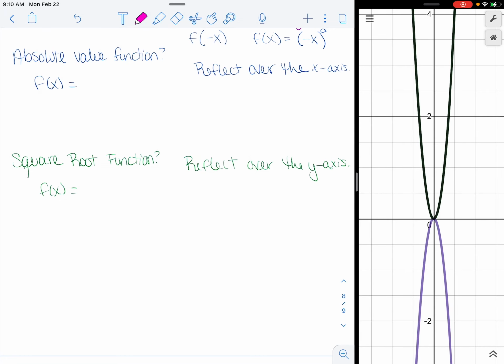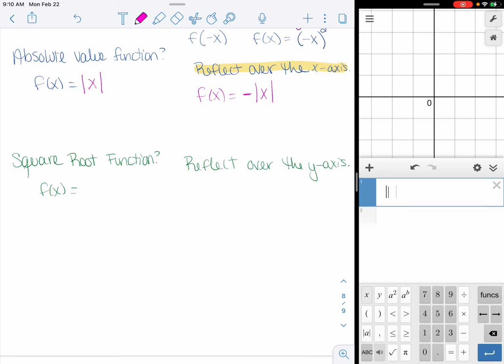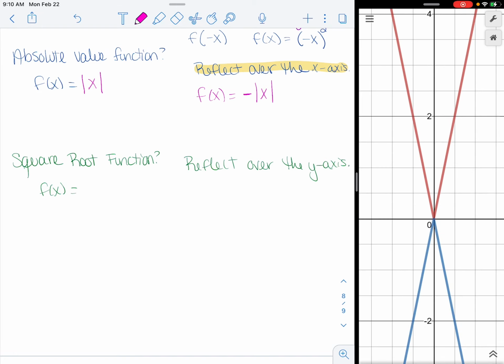Let's try it for an absolute value function. So absolute value, remember, is absolute value symbol, x inside. And we want to reflect it over the x-axis. So here we would have f of x is equal to, and I'm going to put the negative in front of the absolute value symbols to make that reflection happen. So the parent function there makes the V shape. If we put a negative in front, oh look, it flipped right upside down. Okay.